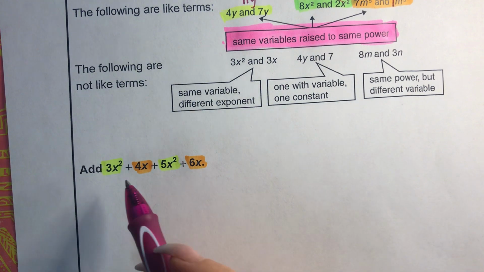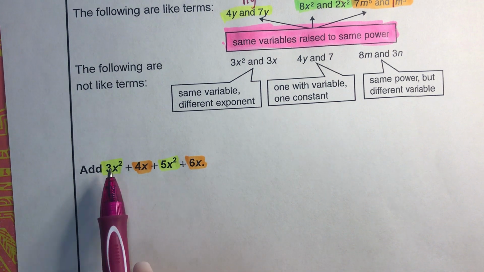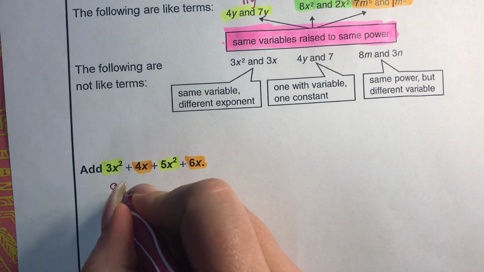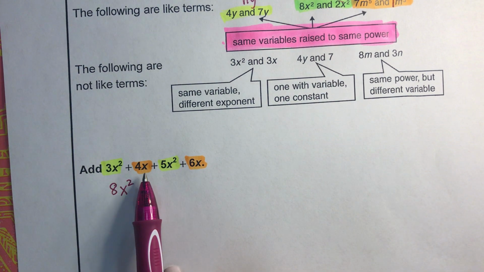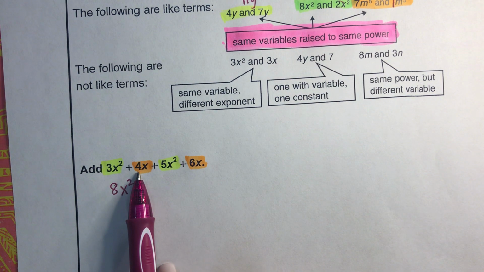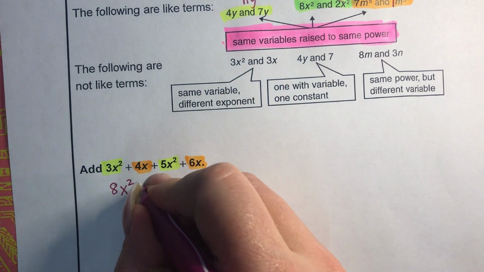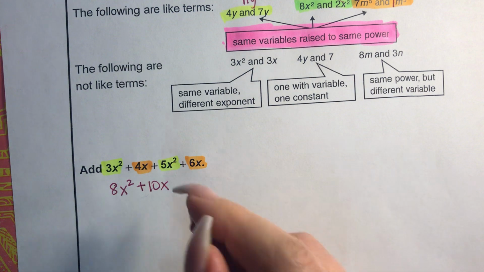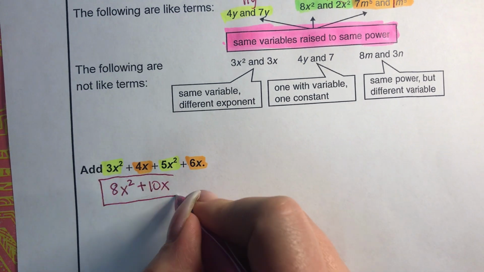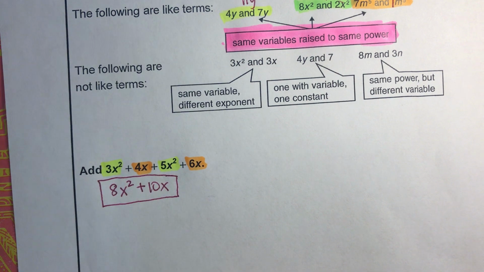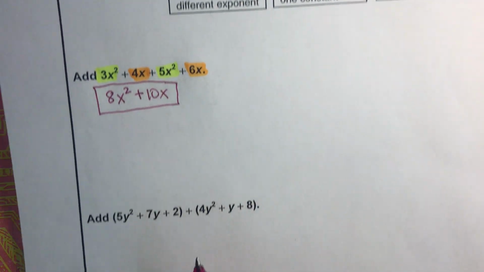So I would first do the one with the highest degree. So 3 plus 5 would be 8x squared. And then I would go, this is a positive 4, and that's a positive 6, right? So 4 plus 6 is 10, so it would be a positive 10x. And that would be the answer. That's how you add and you combine like terms with this polynomial. All right, let's look at the next one here.